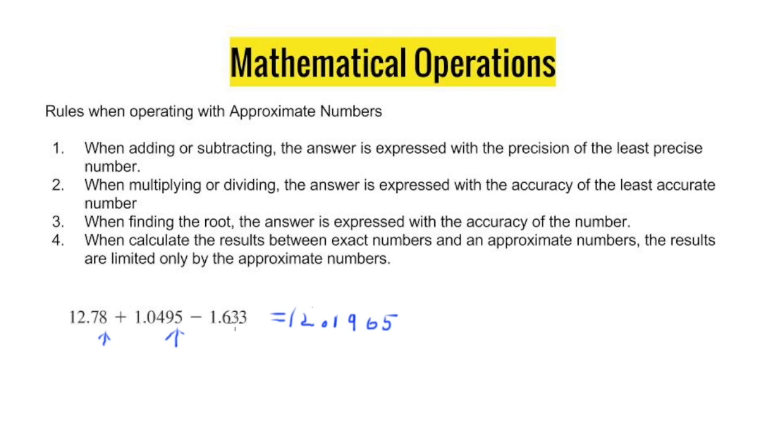When we look at this number, we have tenths, hundredths, thousandths. So this is a precise number. The least precise number is 12.78. And what it's telling us is that we're going to round our final answer to the hundredth position. So we look at our answer, 12.19, and we're going to round it to the hundredth position.